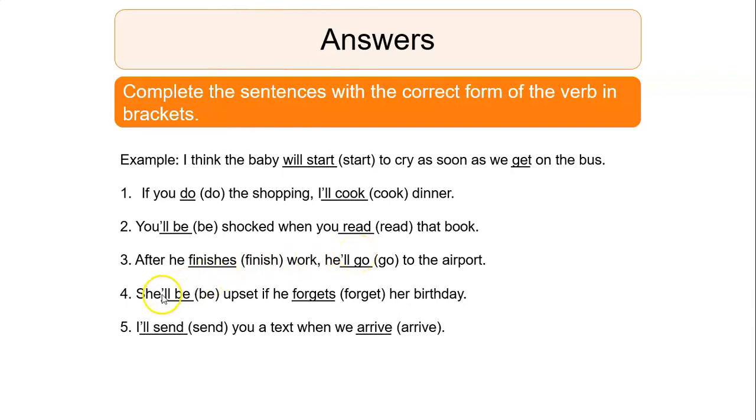Number four, main clause, she'll be upset if, so remember, if you start with the main clause, you don't need a comma, so no comma. She'll be upset if he forgets, if and then the future time clause in the present simple. If he forgets her birthday, remember again the s, the third person singular. And finally, five, main clause, I'll send you a text when we arrive. Okay, so when and then the present simple, when we arrive. So in this case, I used when because I'm sure we'll arrive.